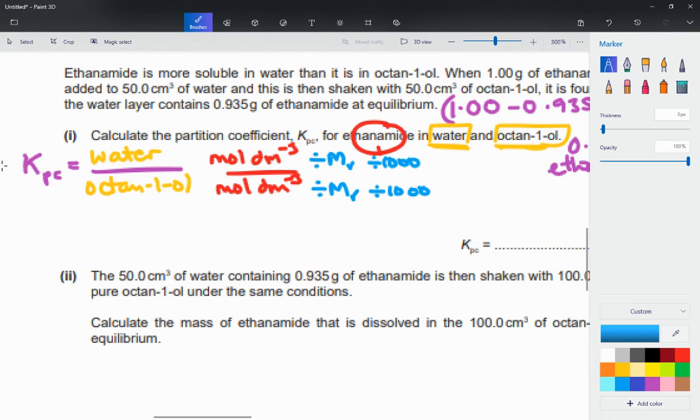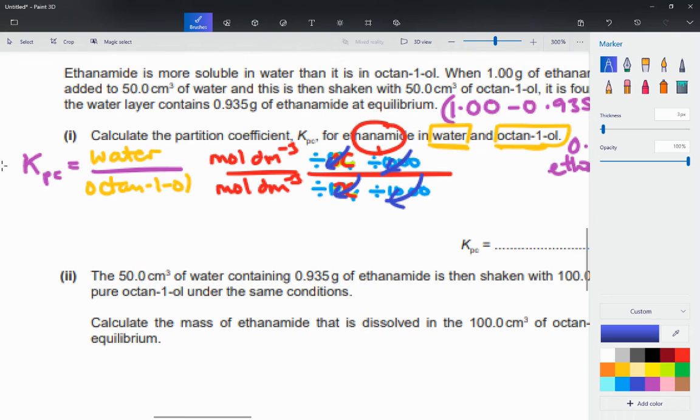If you worked out what the molar mass of ethanamide was, let's say it was X, just for the sake of argument, you'll notice that the numerator and denominator both have X, which means that when you're doing your calculation, this would cancel out. And furthermore, the conversion of centimeters cubed to decimeters cubed requires the same division by 1,000, and that cancels out as well.